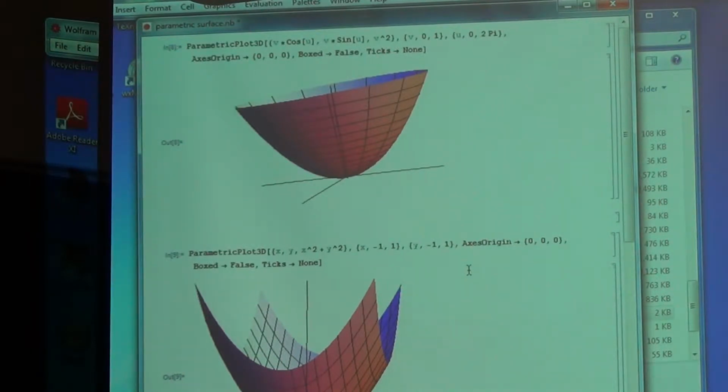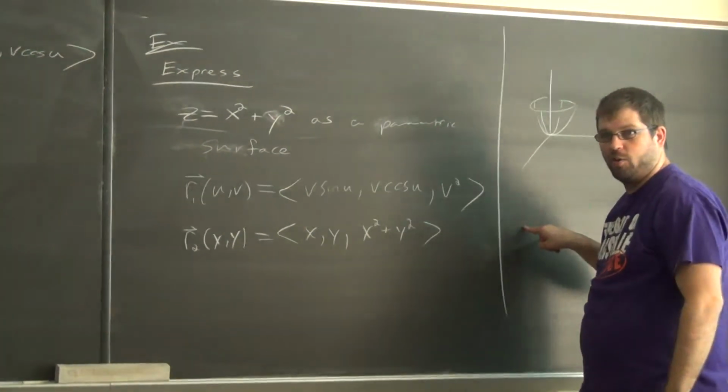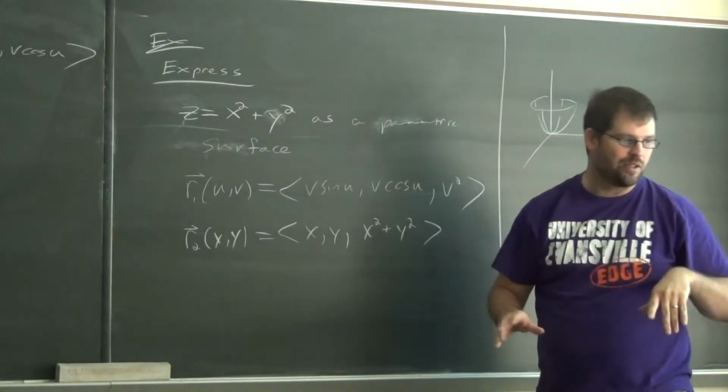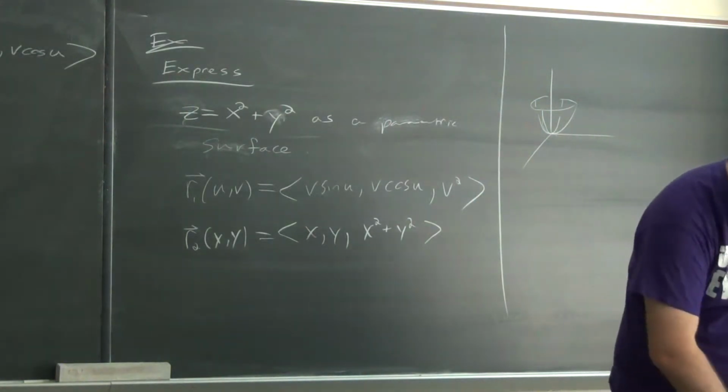So parametric equations for surfaces are going to be great. We're going to do a lot with them, but we have to be careful. Even though this really is the simplest way to describe it, it's hard to set the bounds to get the shape we want, whereas this one, it's easier to set the bounds, if that makes sense. Okay?